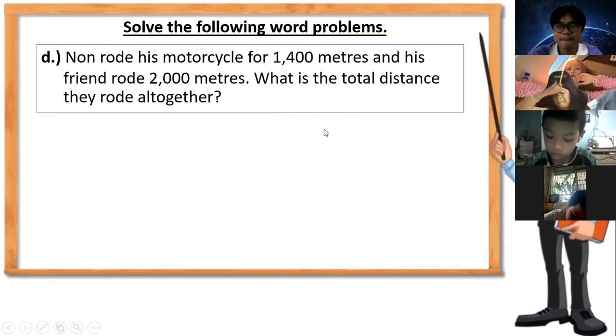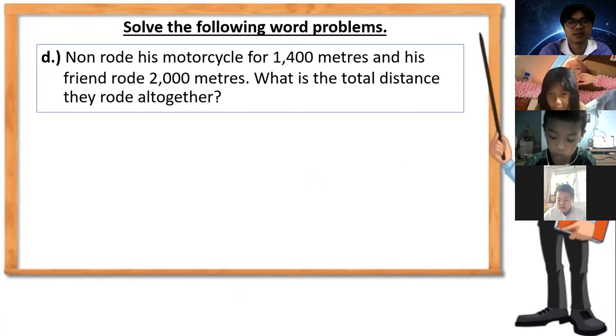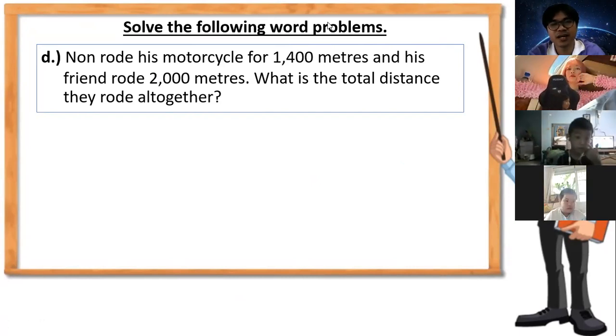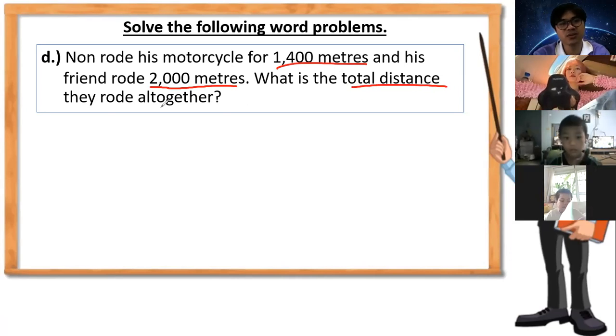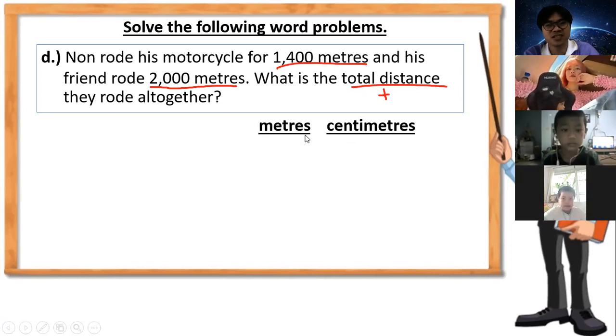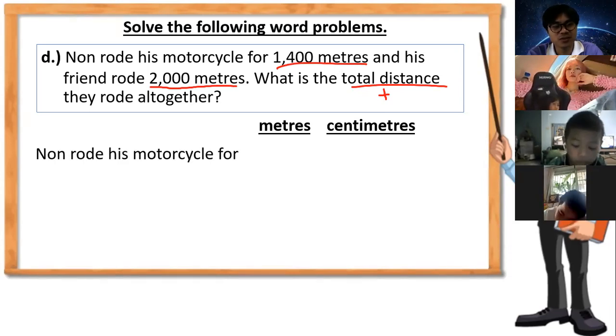Last problem, letter D. Let me read the problem. Just follow there with your eyes. Non rode his motorcycle for 1,400 meters. Okay. And his friend rode 2,000 meters. Question. What is the total distance they rode all together? Another total distance. Plus. Okay, you need to add. Let's go step by step. Meters and centimeters.